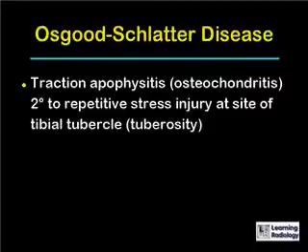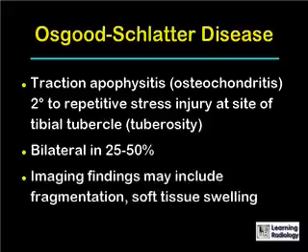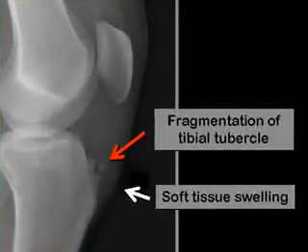Osgood-Schlatter disease is a traction apophysitis or osteochondritis secondary to repetitive stress injury at the site of the tibial tubercle or tuberosity. It is bilateral in 25 to 50% of cases, and the imaging findings could include fragmentation and soft tissue swelling. This is a lateral knee projection in an adolescent boy with Osgood-Schlatter disease. The red arrow is pointing to fragmentation of the tibial tubercle, and the white arrow to the presence of soft tissue swelling. The clinical history was pain and tenderness over the tibial tubercle.